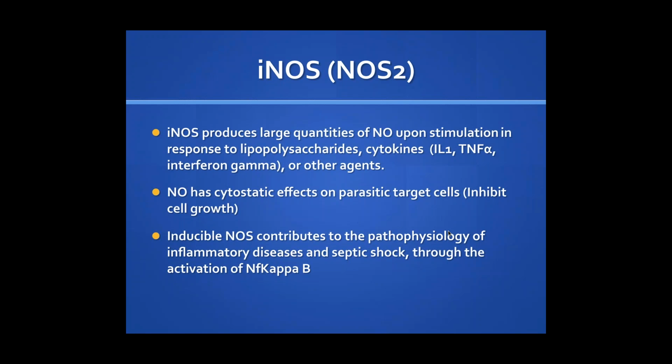So inducible nitric oxide synthase contributes to the pathophysiology of inflammatory diseases and septic shock through the activation of NF-kappa B. And maybe you've heard of NF-kappa B or have looked at it in the past, but it's one of the major players in the inflammatory cycle. So when we go after bugs, we create all of this nitric oxide that then can become a pro-inflammatory situation.